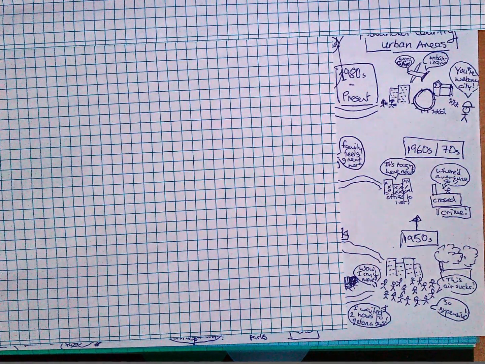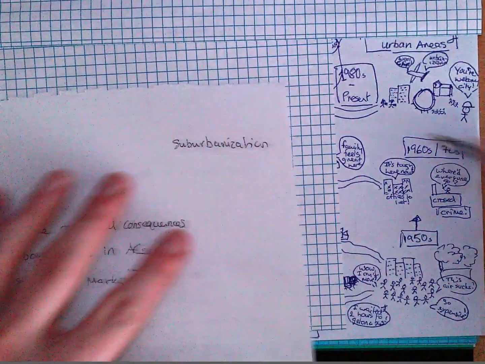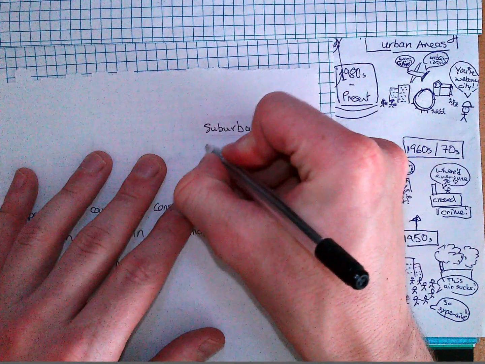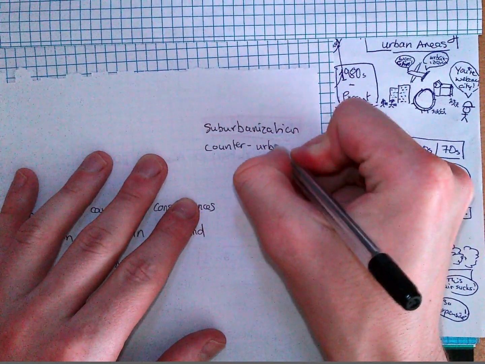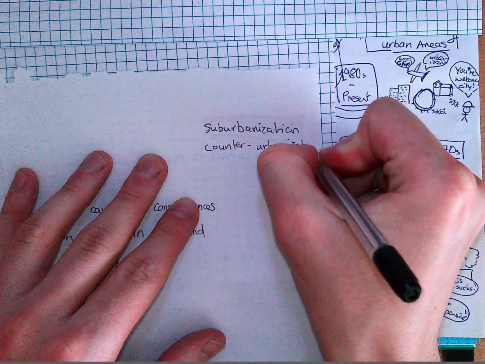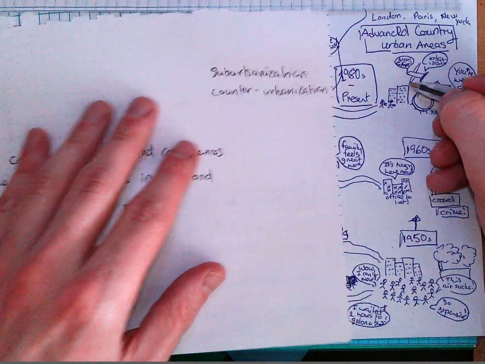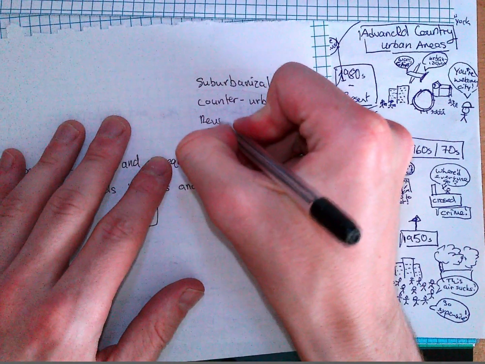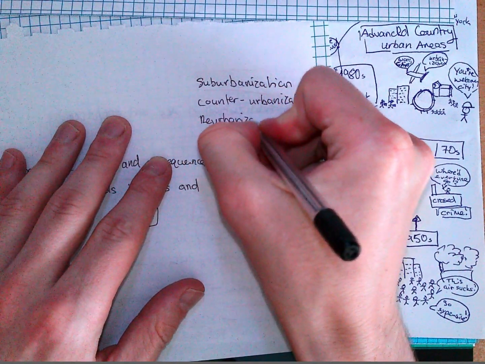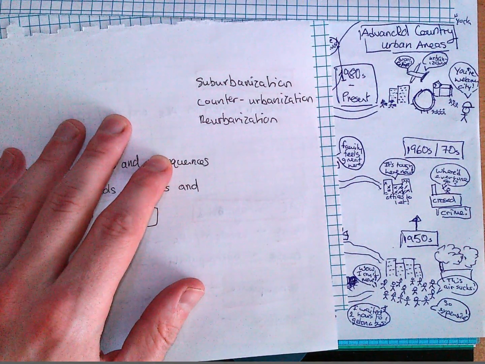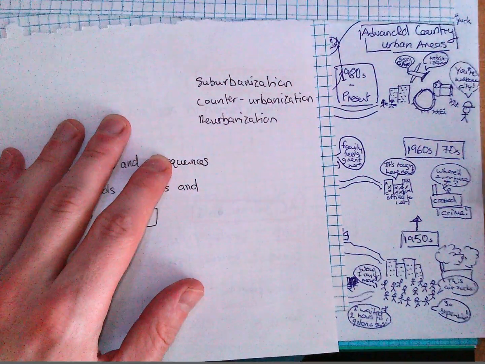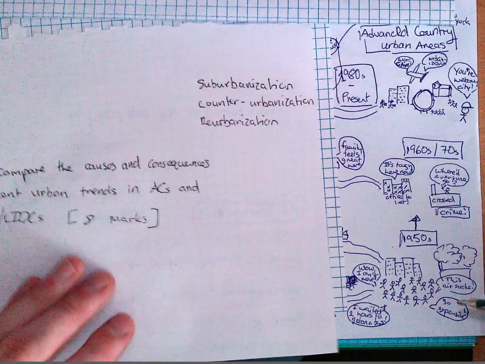Okay, so again, I didn't go back to my sheet here, but over here we had counter-urbanization. And over here, re-urbanization. Okay, so those are the three trends for advanced countries. And again, we had the dates for those. Please take them down in your notes if you need to. They need to be mentioned.